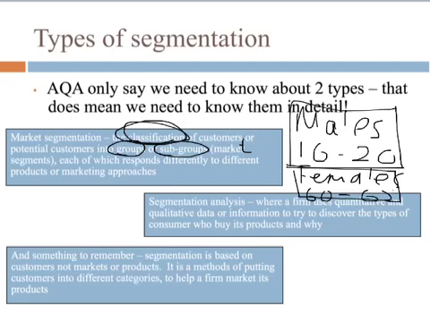Segmentation analysis is where a firm uses quantitative, and remember the way to remember that is there's a number in there, so quantitative numbers, and qualitative data or information to try and discover the types of consumer who buy its products and why. Just a reminder, a consumer is the person, the end user.